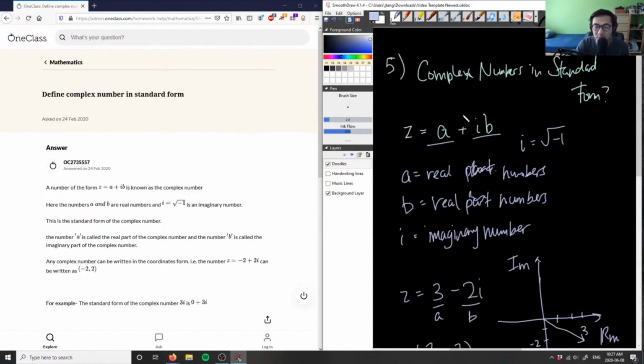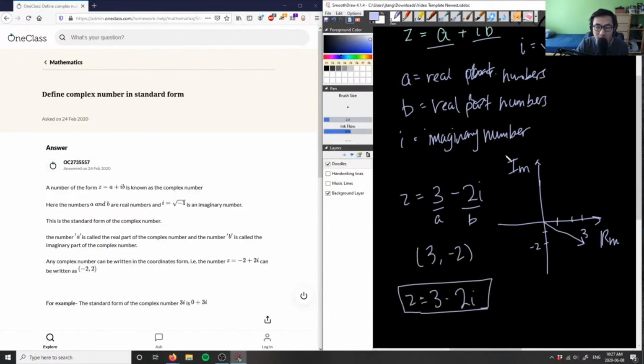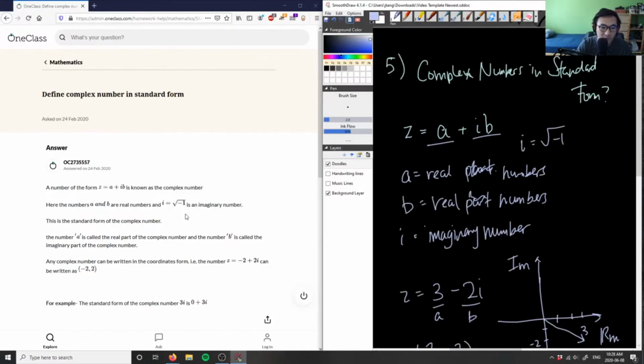So in summary, you have z, which is going to equal a real part plus an imaginary part. A and b are real numbers, and i here is the imaginary unit. And we can graph this in the real and the imaginary plane. But this here is the standard form of a complex number. So the solution here is correct.